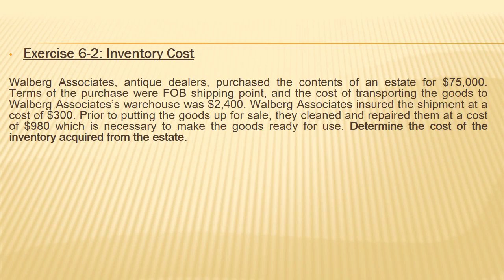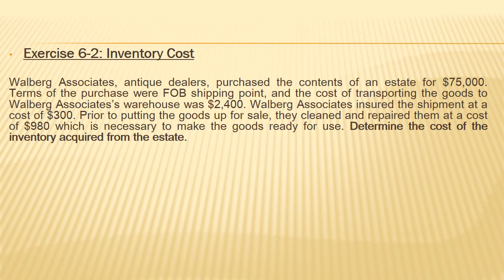Exercise 2. Inventory cost. Warburg Associates Antique Dealers purchased the contents of an estate for $75,000. Terms of the purchase were FOB shipping point, and the cost of transporting the goods to Warburg Associates' warehouse was $2,400. Warburg Associates insured the shipment at a cost of $300 prior to putting the goods up for sale. They cleaned and repaired them at a cost of $980, which is necessary to make the goods ready for use.